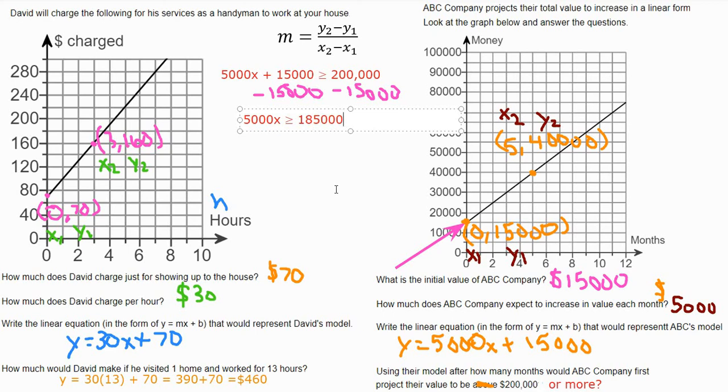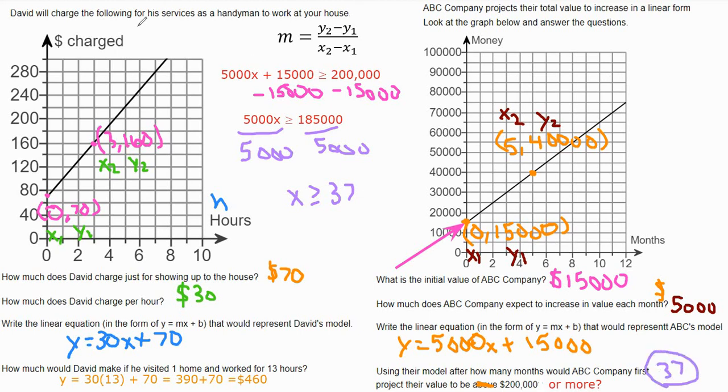Then we're going to divide both sides by 5,000 because the opposite, or inverse, of multiplication is division. So in this case, it shows that x is greater than or equal to 37. So the first time that it's 200,000 or more is at 37 months. If you have any kind of questions, ask your math teacher.